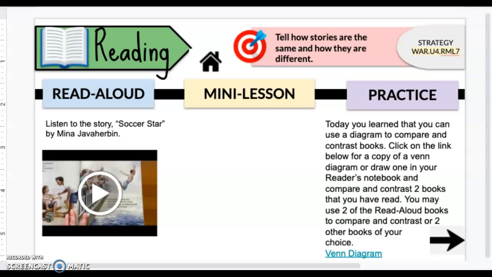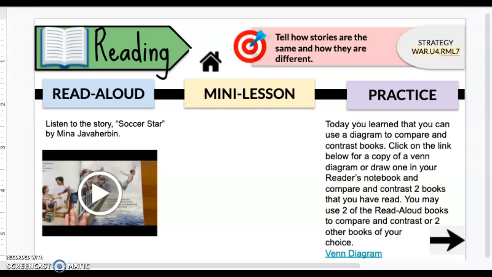And there are some things that are the same about those two books, and there are some things that are different. One thing for sure is they have soccer in both of the books. That's one thing that is the same. There are other things that are the same, and there are many things that are different.